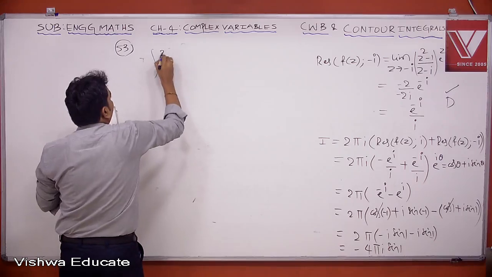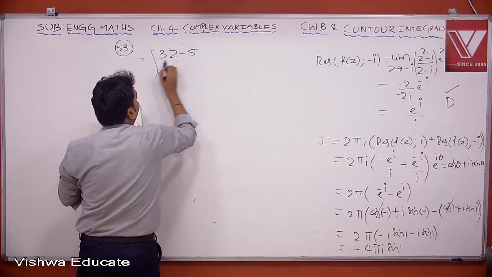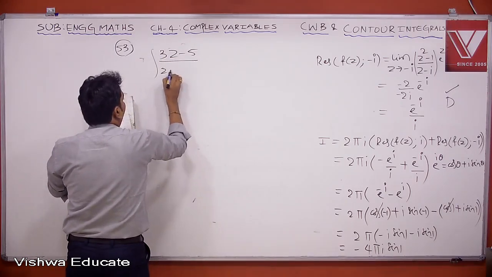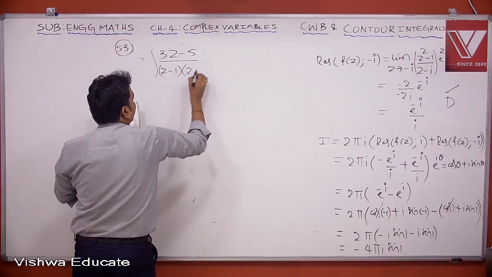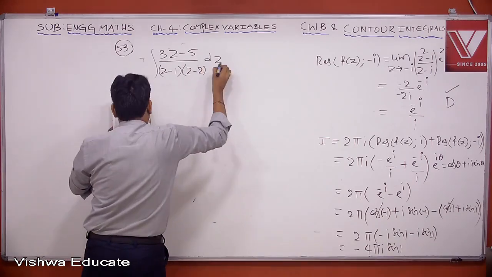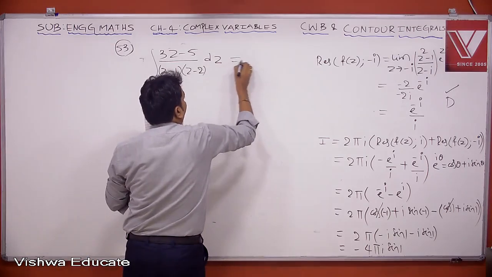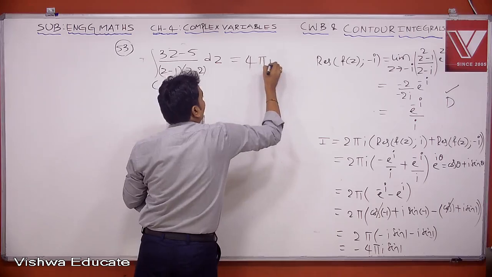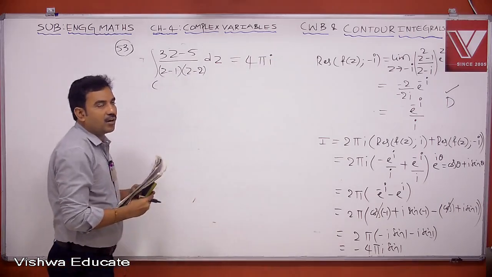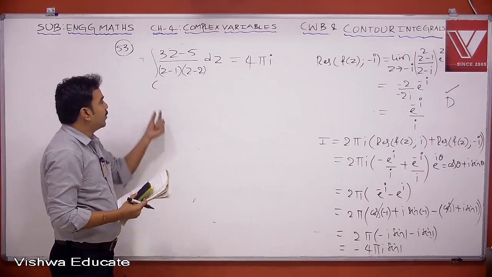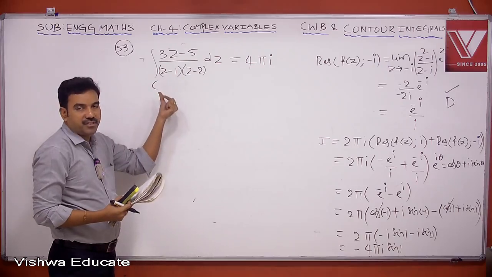The integral of (3z minus 5) divided by (z minus 1)(z minus 2) dz along a closed path C is equal to 4 pi i. Interestingly, the value of the contour integral is directly given. So we need to find the correct path of C.